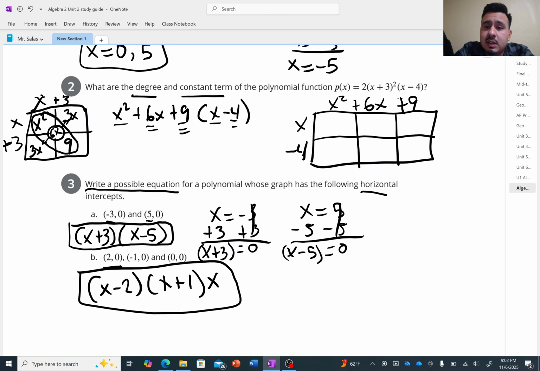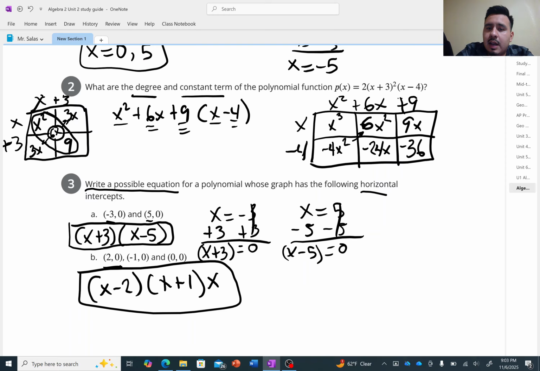So x squared times x, that gives me x cubed. X squared times negative 4, that gives me negative 4x squared. 6x times x, that gives me 6x squared. 6x times negative 4, that's going to be negative 24x. Don't forget the x value up here. 9 times x is going to be 9x. And then 9 times negative 4 is going to be negative 36.